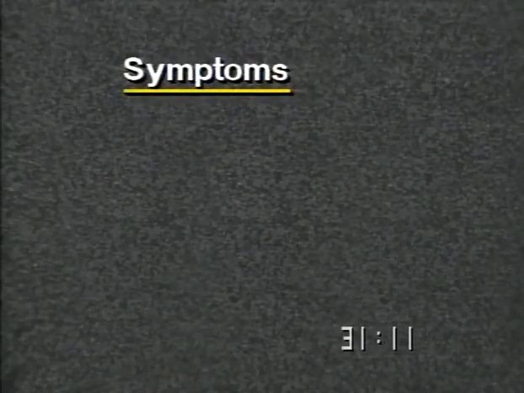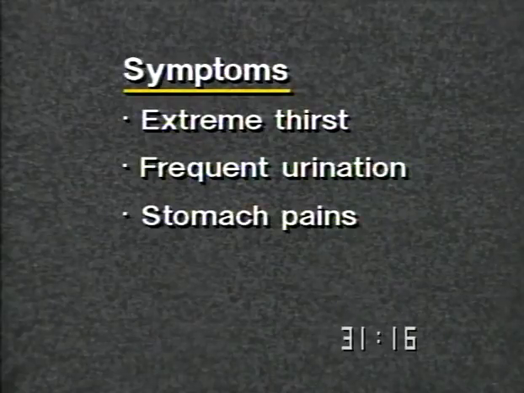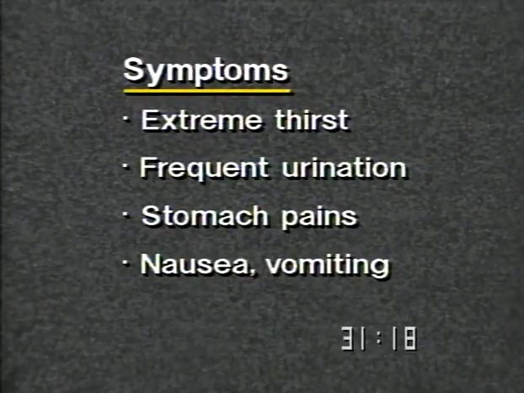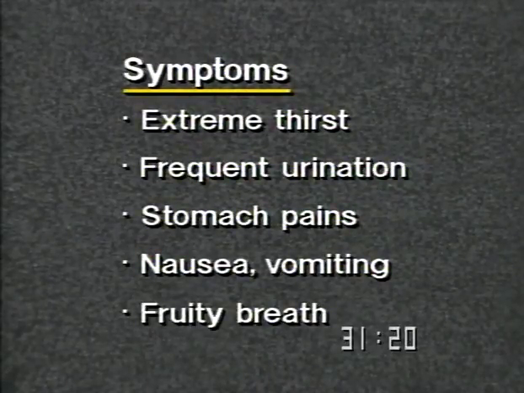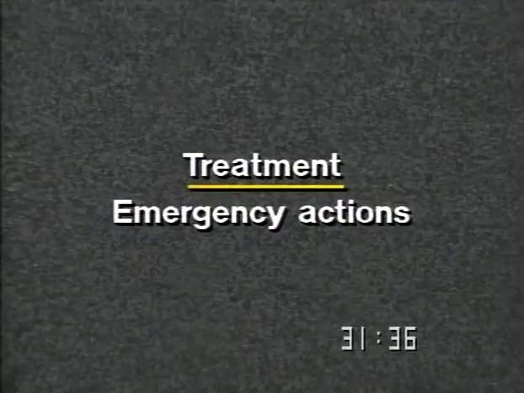Symptoms of ketoacidosis include extreme thirst, frequent urination, stomach pains, nausea or vomiting, and fruity smelling breath. If the blood glucose is above 240 milligrams per deciliter and there are ketones in the urine, the patient needs emergency help. Unless the condition is treated fast, the patient becomes gravely ill and may even die. Take a minute now to discuss the emergency plan for the patient with ketoacidosis.